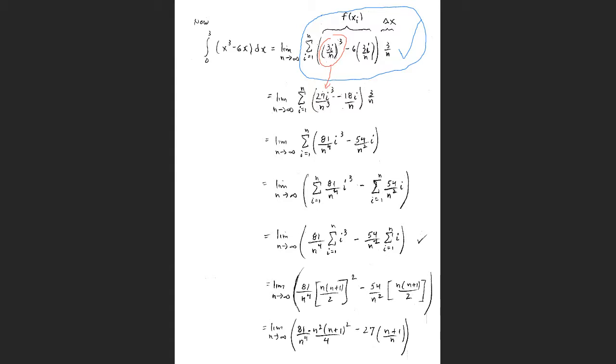I have to start doing the math here. And then 6 times 3i over n is going to be the same as 18i over n. Okay, hopefully this is not a big deal so far, but let me know if you have any questions.